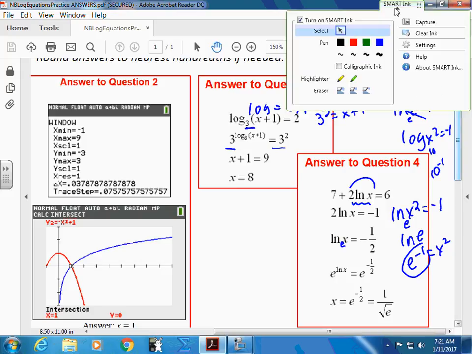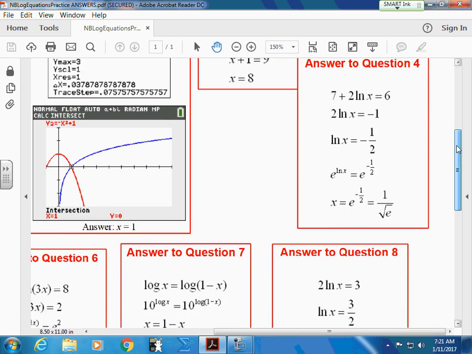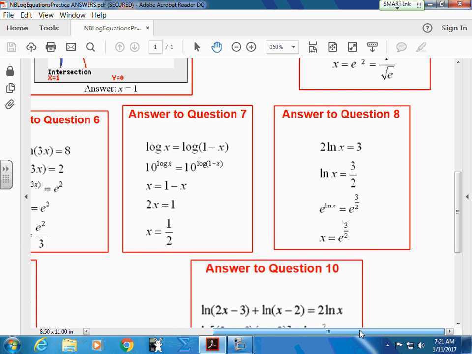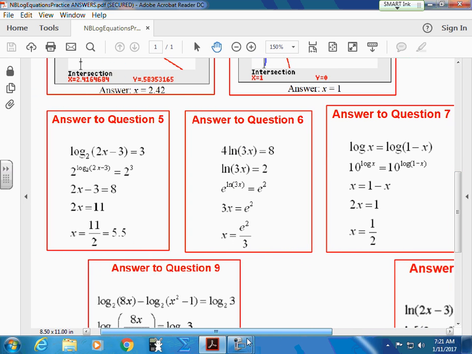Okay. I made it bigger, so I have to keep moving it over.